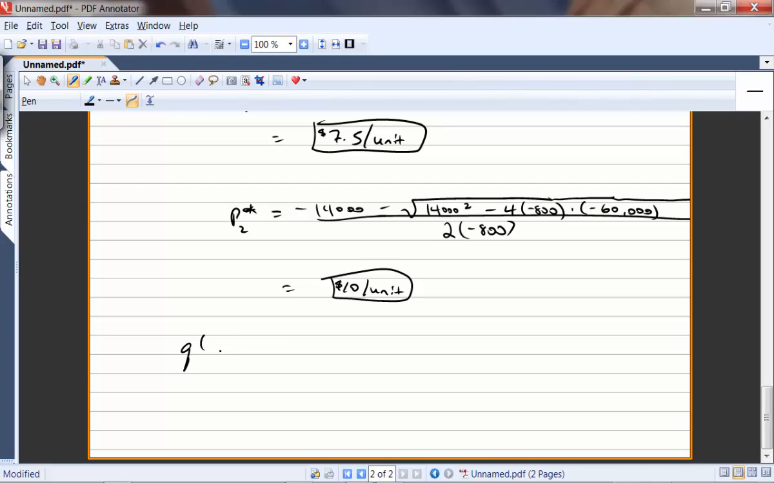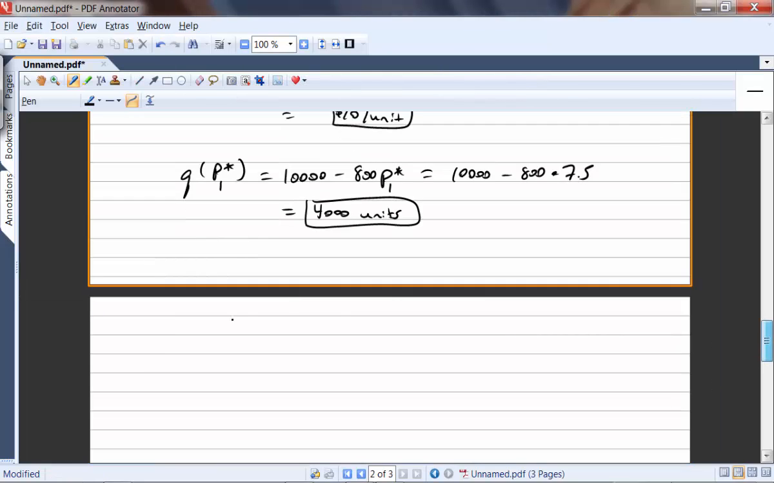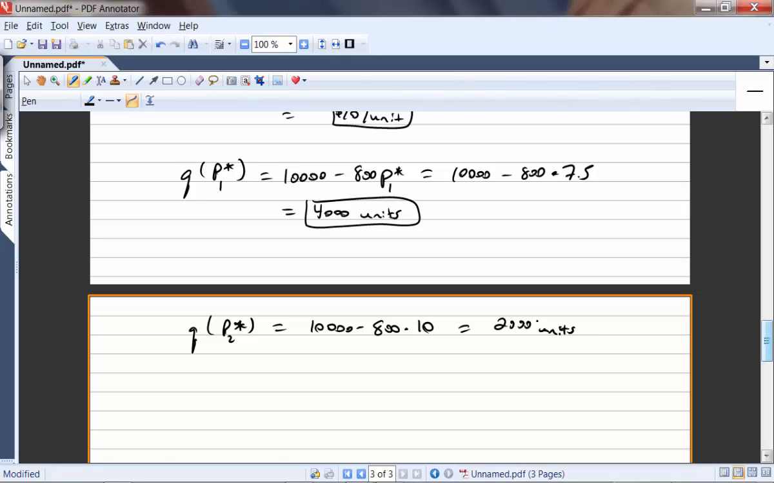Now the quantity demanded at these prices will be different. The quantity demanded at P1 star is just found by taking P1 star and putting it into our quantity demanded function, right? And when you do that, you would get 10,000 minus 800 times P1 star. Whoops, P1 star is 7.5 here. And so you get 4,000, I believe. 4,000 units. And when you do it for P2 star, you will end up getting 2,000 units. So they charge $7.50, they will sell 4,000 units and earn 0 profit. If they charge $10 per unit, they will sell 2,000 units and earn 0 profit.